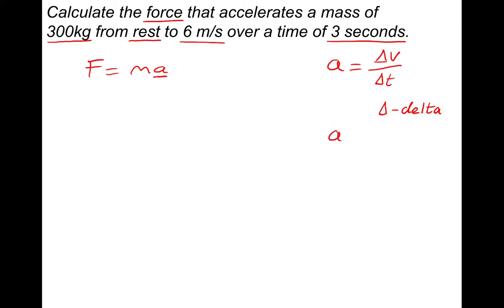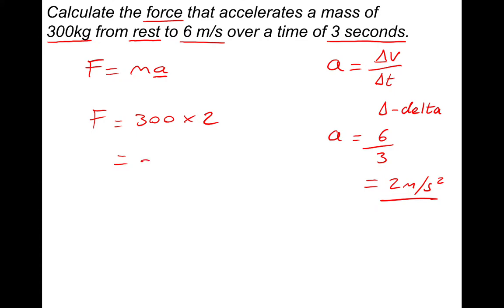So to get the acceleration, we need to do the change in velocity. The change in velocity is from rest to 6, so the change is 6, divided by a change in time of 3. So the acceleration is 2 meters per second squared. And now we can go back to our original equation and finish this off. So the force is equal to the mass, which is 300, multiplied by the acceleration, which is 2. So the force is simply 600 newtons. If you got that, really good, well done. So let's move on.